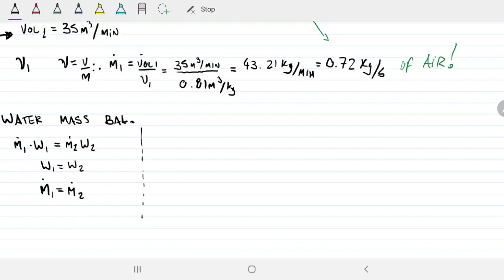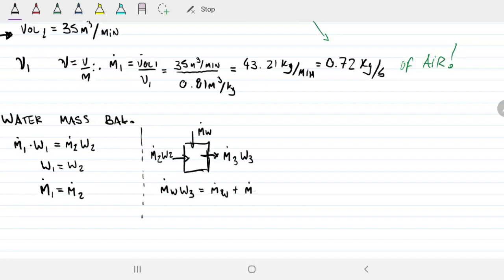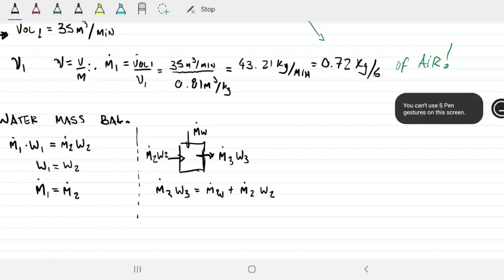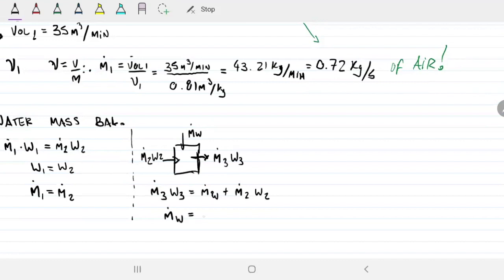But we can do another one, the water mass balance of the same control volume that we had before. We have water coming in from 2, which is the mass flow rate of air times omega 2. We have water coming in from the added stream, which is just the mass flow rate of water. And it's leaving as the mass flow rate of air 3 times omega 3. That tells us that mass flow rate times omega 3 has to be equal to the mass of water added plus the mass of water coming from 2. So if the air flows at 3 and 2 are the same, I can rewrite this equation as follows: the mass flow rate of water has to be equal to the mass flow rate of air at 2 or 3, doesn't really matter, times omega 3 minus omega 2.